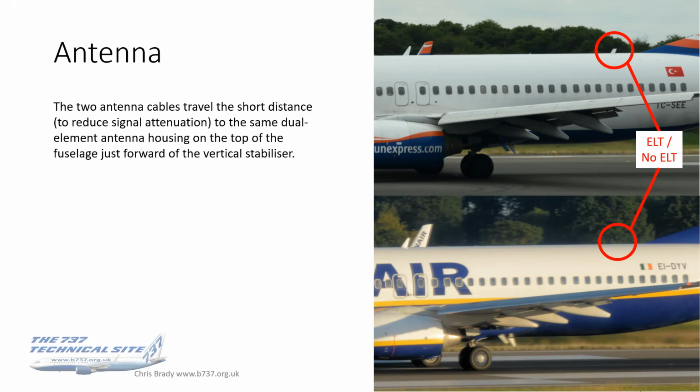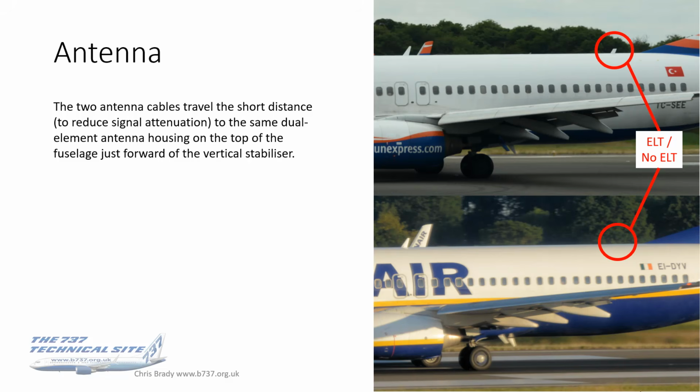The antenna, well, as you can see, the two antenna cables travel the short distance, and that short distance is to reduce the signal attenuation. Again, the longer the cable you've got, the more the signal will attenuate, will reduce. So you want the antenna to be as close as possible to the ELT. So there it is, right there above row 30. To that antenna, which is just forward of the vertical stab, if fitted.